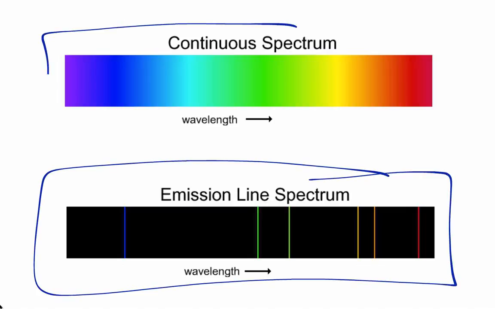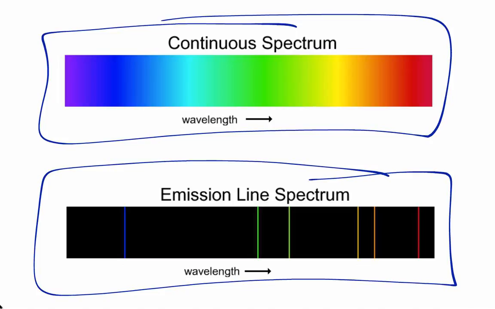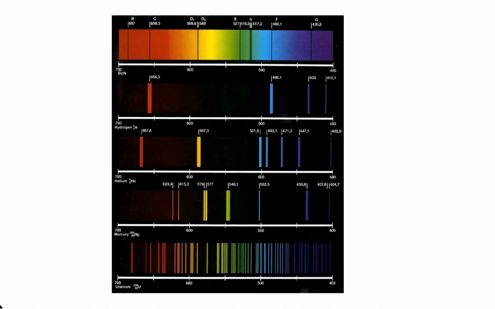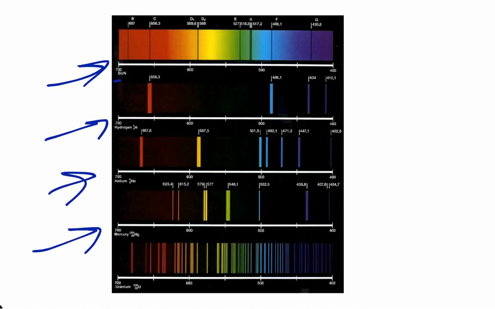Now notice this is what our continuous spectrum should look like, and we don't see that when we heat up individual materials, and it doesn't even have to be gases. Notice this is the emission spectrum coming from the sun, which is a fairly continuous spectrum, but then we have hydrogen, helium, mercury vapor, some uranium here. Notice uranium has a lot of different bars of light, and we'll talk about that as we go a little bit further.